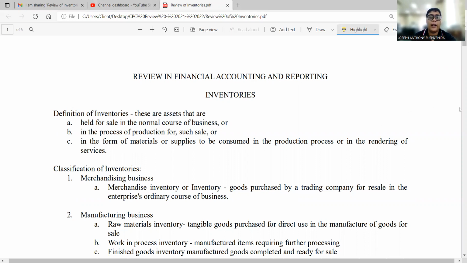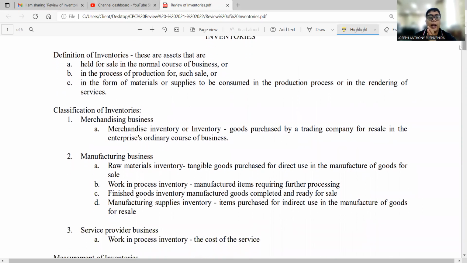So how do we classify inventories based on the nature of the business? In a merchandising business, we just buy and sell products, right? Under this, the merchandise inventory account is only for the beginning and ending classification of merchandise inventory.